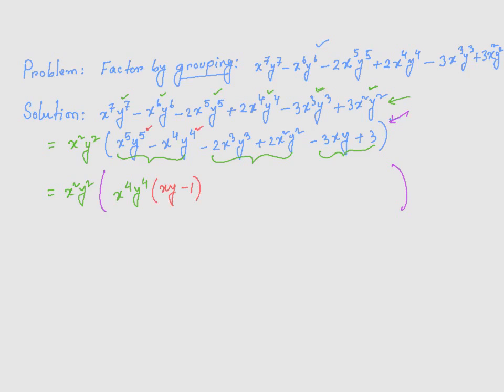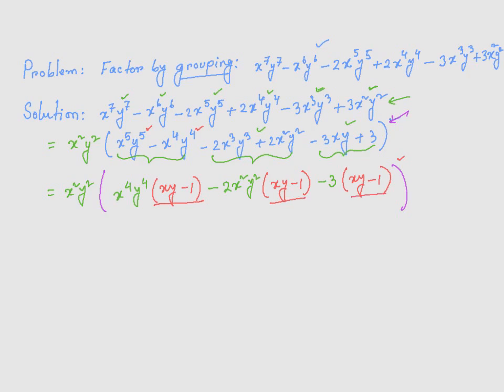Then in the second group, if I factor out negative 2x square y square, then I'll be left with xy minus 1. Then in the third group, which is this one, if I factor out a negative 3, I'll be left with xy minus 1. Now please note that I have 3 terms inside this big parenthesis, so xy minus 1, xy minus 1, xy minus 1 is common to all of them, so I could factor that one out.